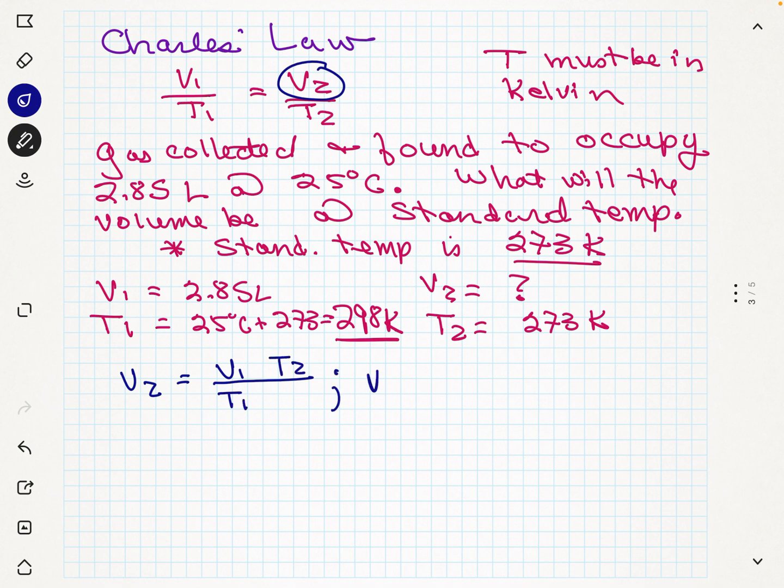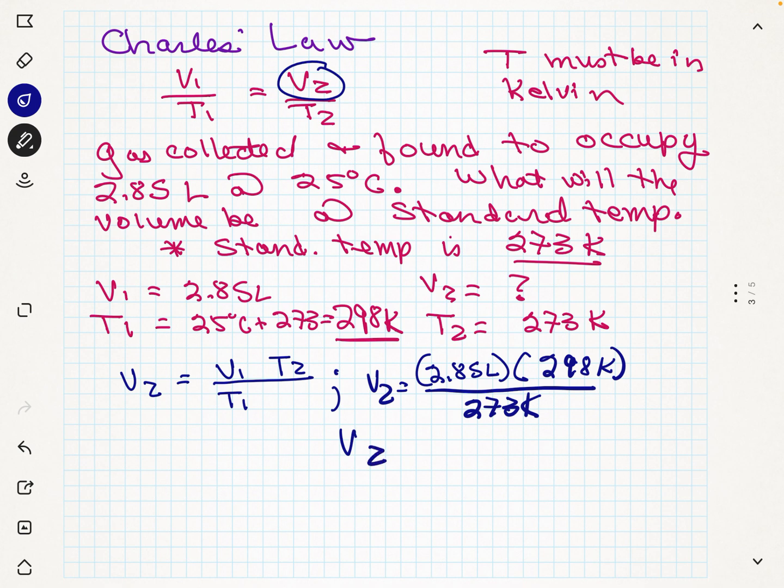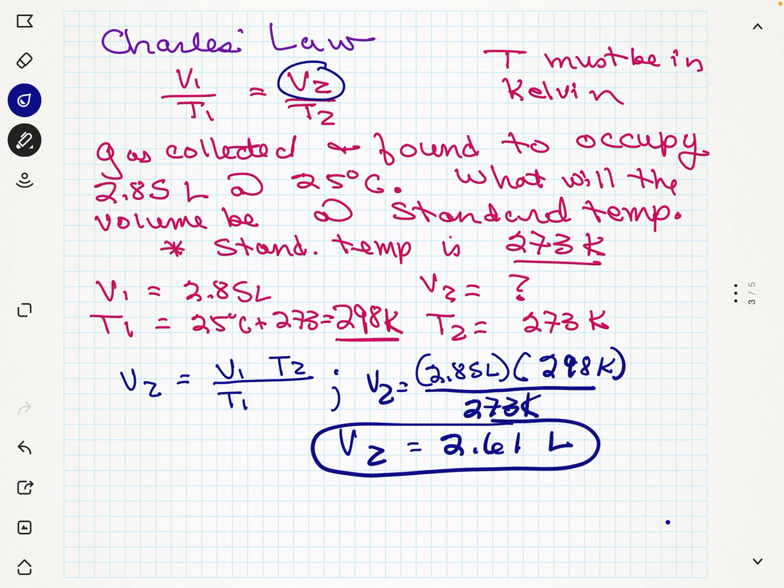So now subbing, V2 will equal V1, 2.85 liters times 298 Kelvin divided by 273 Kelvin. V2 to three significant figures will equal 2.61 liters. Make sure you can do this problem. Make sure you know how to set this problem up.